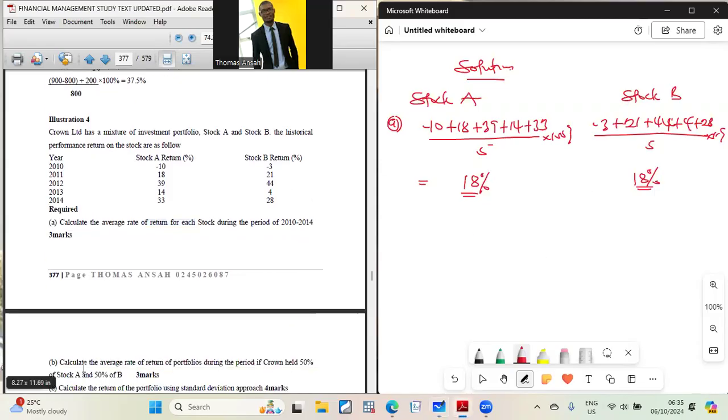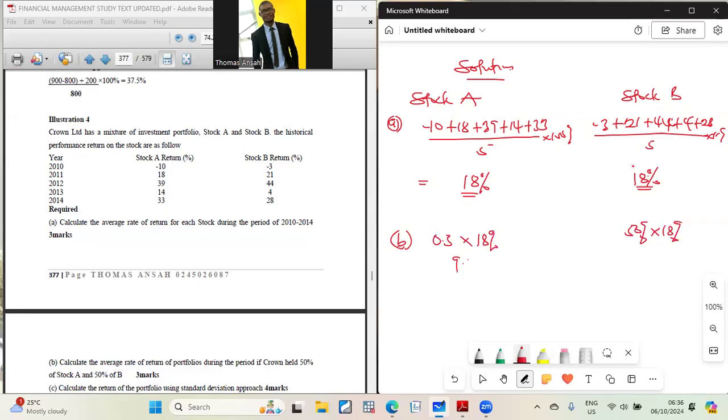Now B says, calculate the average return of the portfolio during the period if Crown held 50% of stock A and 50% of stock B. So now this is simple. What is the average return if he does 50% here and 50% here? That means he will get 0.5, that is 50% of the 18%, and you also get 50% of this 18%. So here I have 9%, or in terms of percentages, this thing is like 18.8, right? So this side should be 18.8.